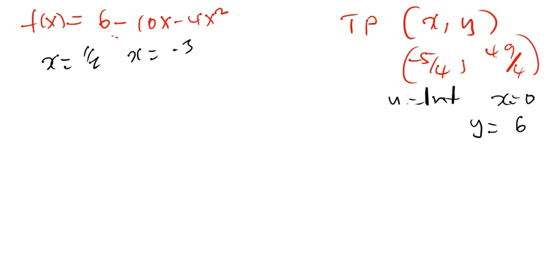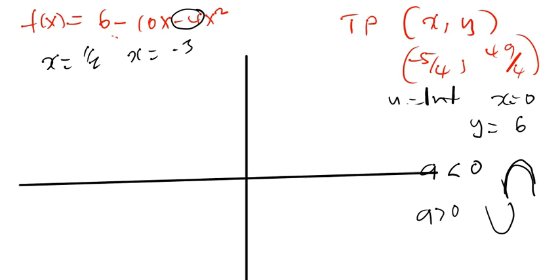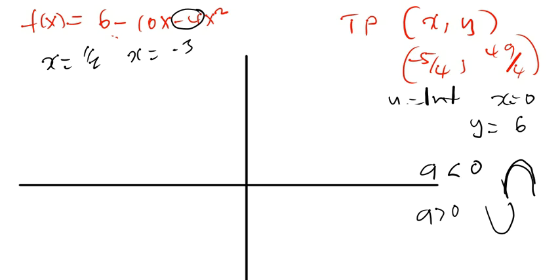x-intercept, you need to know that if a is less than 0, the graph has to come out like that. If a is greater than 0, it has to come out like that. A in this case is less than 0. The graph has to come out like that. After knowing that, the next thing that you have to do is to come up with a neat graph. Neat graph.